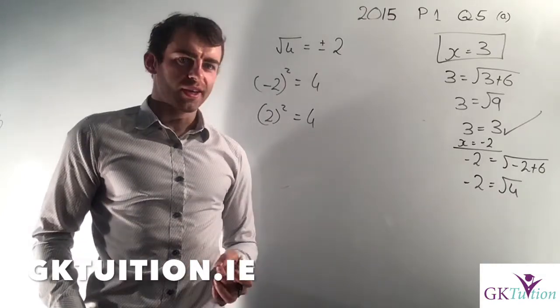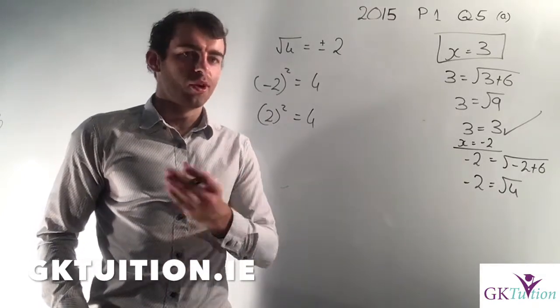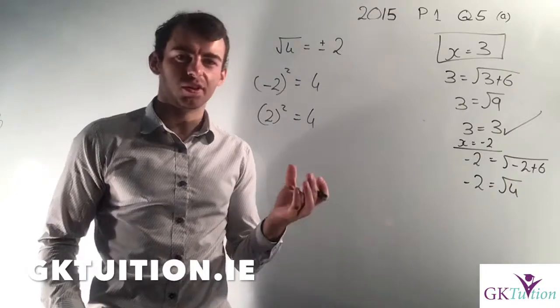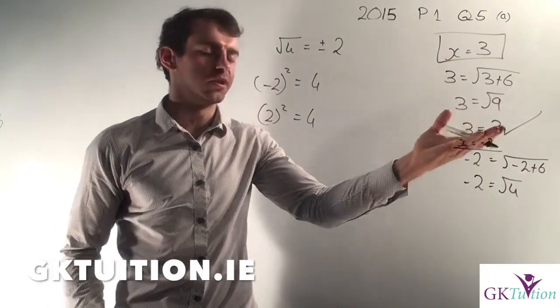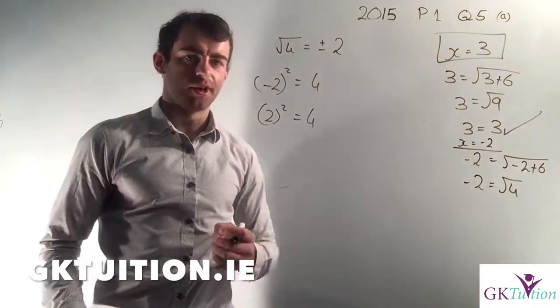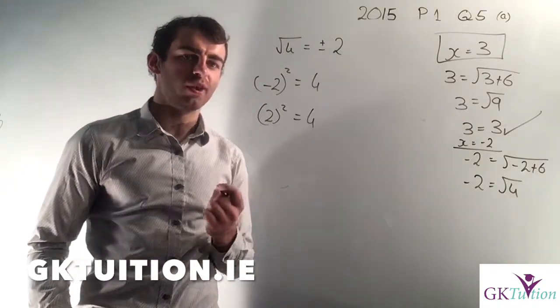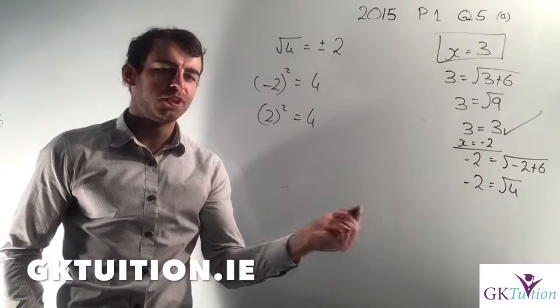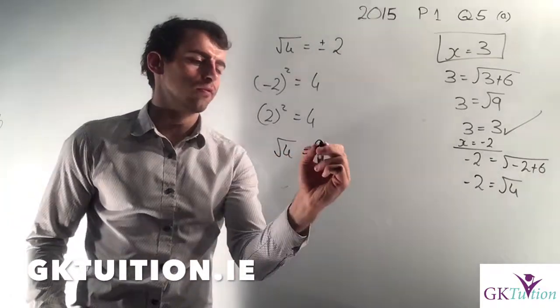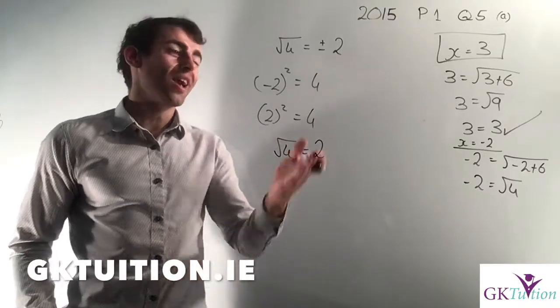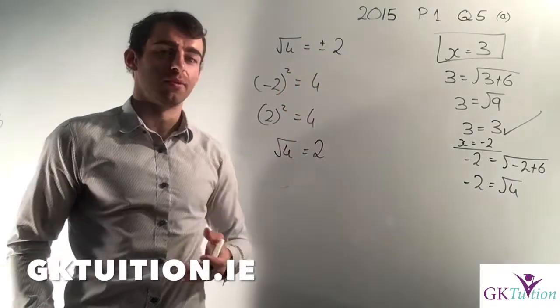However, in the majority of cases when we're dealing with maths, we're usually only concerned with one answer. Like for example here, I didn't say that the square root of 9 was plus or minus 3. I just said it was plus 3. So in most cases we only take one answer. In the majority of questions, if I had the square root of 4, I would just say the square root of 4 is 2. Whereas actually the square root of 4 is plus or minus 2.